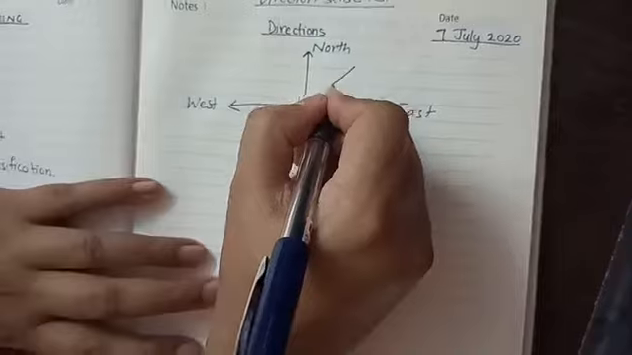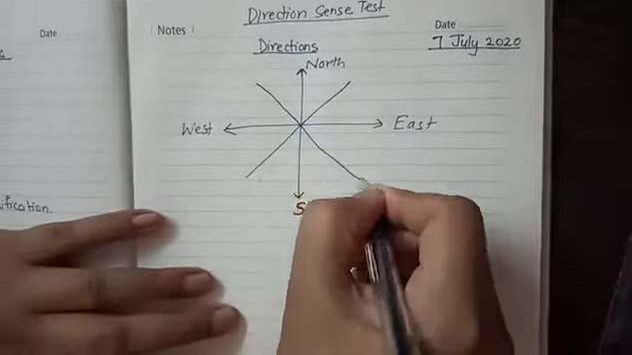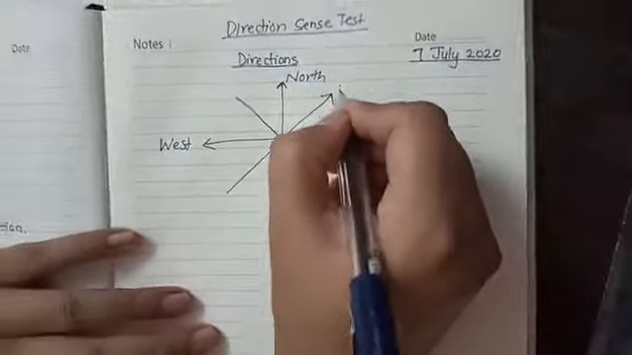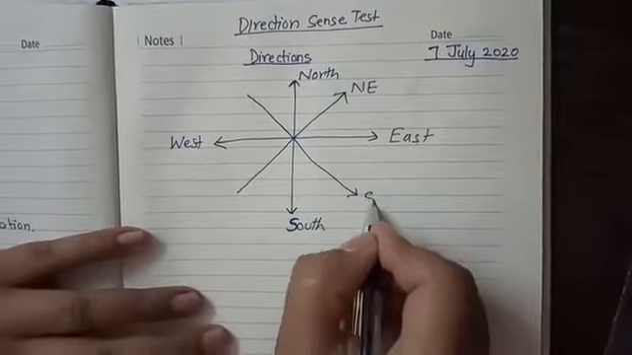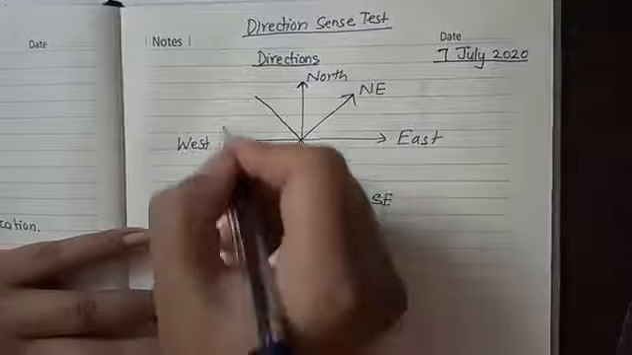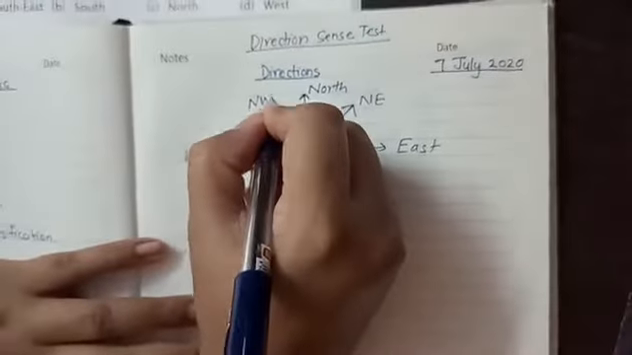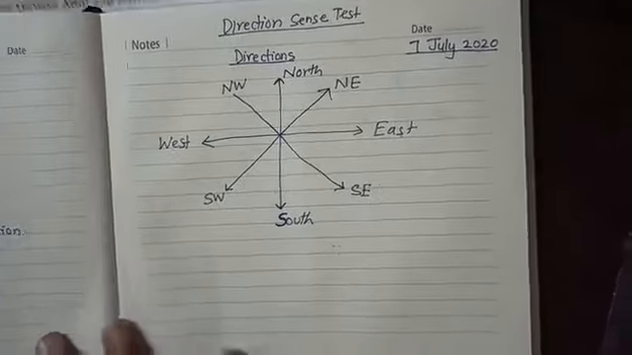Children, in between these directions we have further more directions. So in between north and east we have northeast. In between south and east we have southeast. Here we have southwest, and this is known as northwest. Right? So let's move on with the questions.